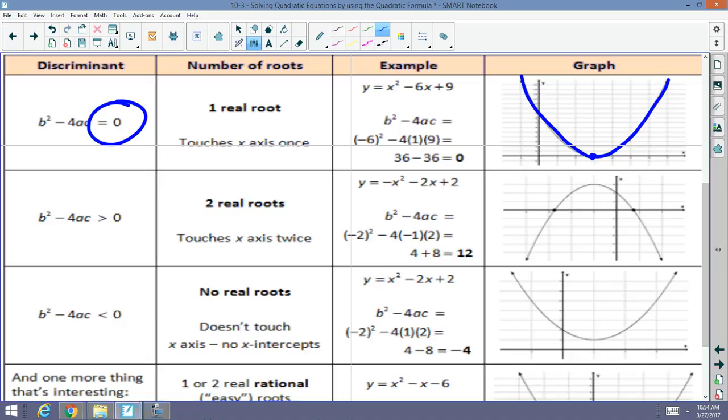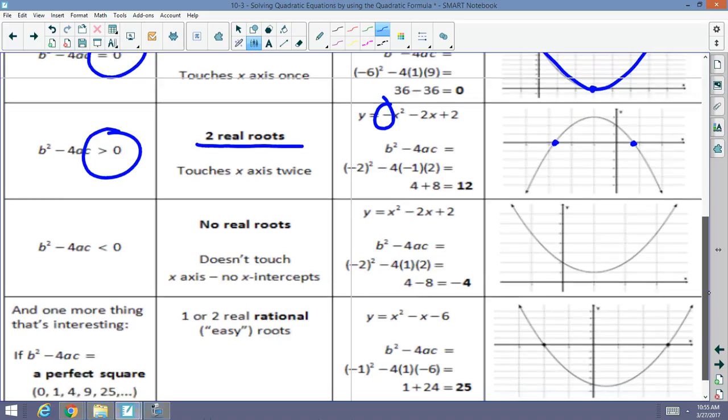If b squared minus 4ac is greater than 0, if it is positive, that means I have two real roots or two real solutions, hence right here and right here. Don't worry about if it's facing up or down, but to answer your question, when the a is positive, it goes up. When the a is negative, it goes down. Thank you so much, sir.